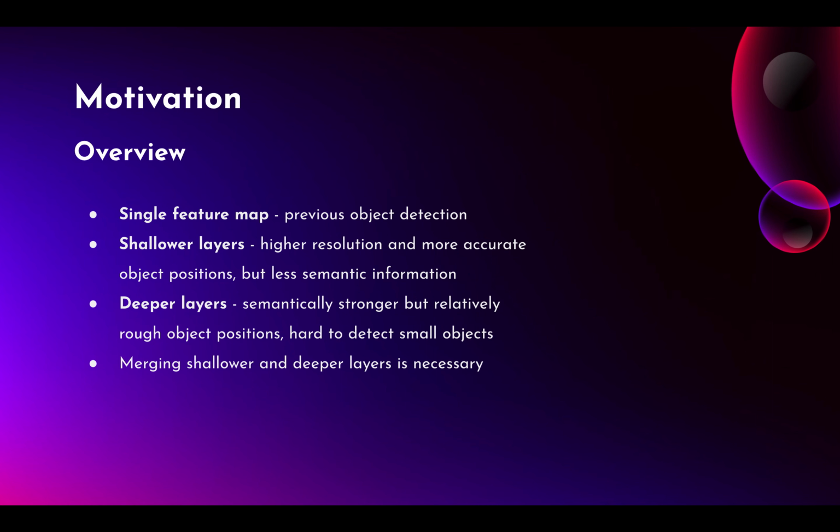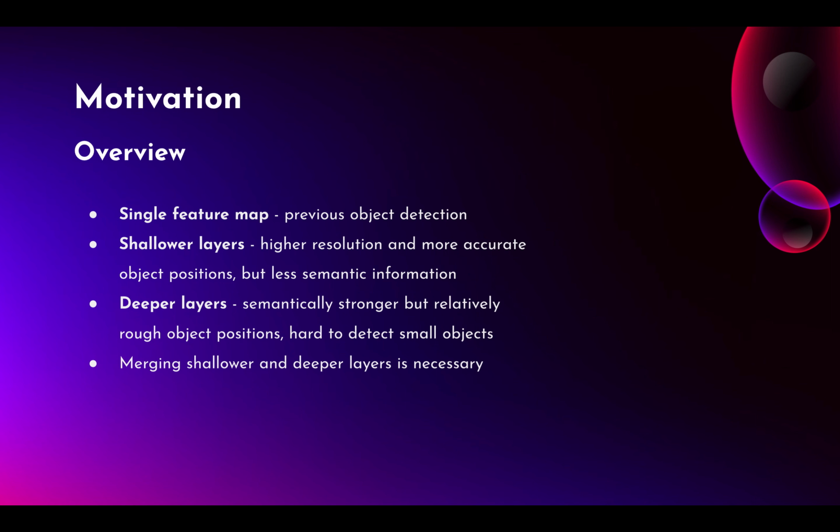However, for most object detection tasks, both rich semantic information and accurate pixel position information are needed. Besides, the feature maps in deeper layers are usually compressed to a very small size that may be even smaller than that of some small objects, which makes detecting small objects very hard. Therefore, merging the feature maps of both shallower and deeper layers and recognizing objects at different scales is necessary.